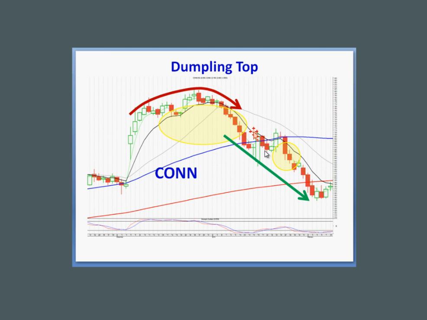A dumpling top is the opposite of the fry pan bottom. Big, slow, rounding top that tells us they're going to give a slingshot effect to the downside. And again, these are patterns that occur all the time.